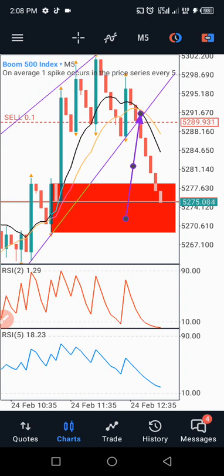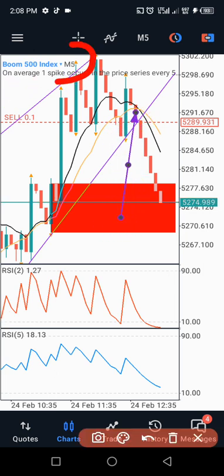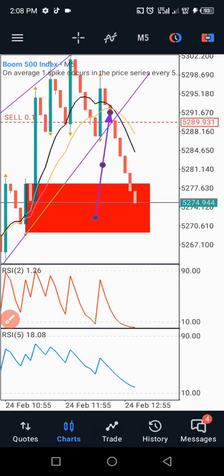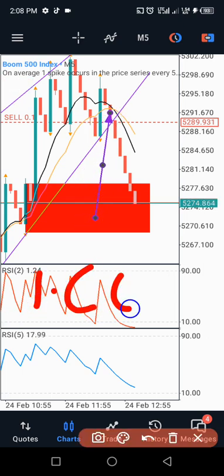So the first thing you will notice that made me take this trade was this crossing over here. Remember, this is the 5 minutes time frame on Boom 500. Whenever we want to take an entry, we want to make sure that there is always a crossing over. So that's the first condition: a crossover.